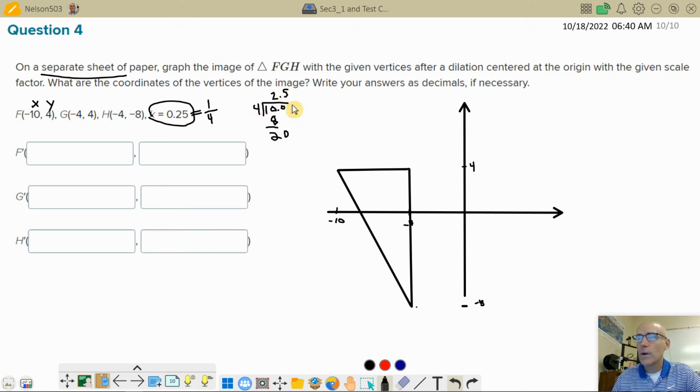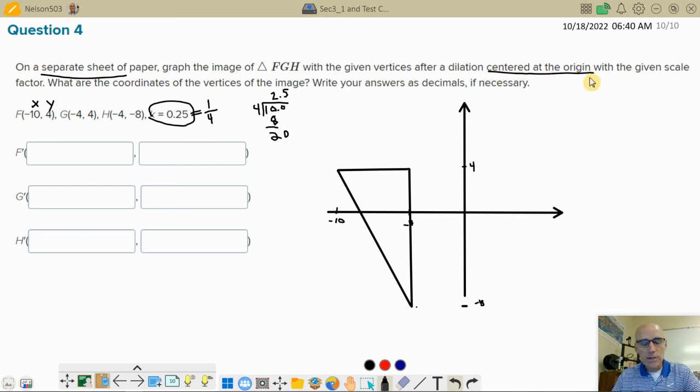A lot of different ways to think about this. You could just plug it in a calculator. That's what the scale factor is going to do. It's going to multiply both those numbers by 0.25. Now, the key is, though, that the center of dilation is the origin. It's that easy if it's the origin.